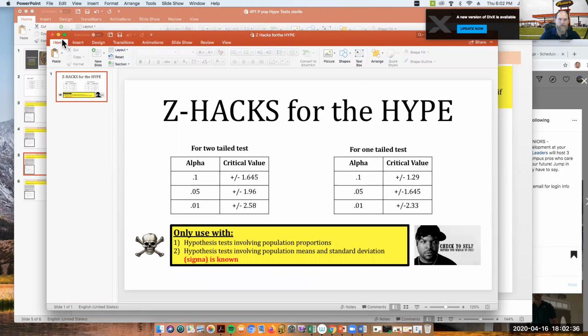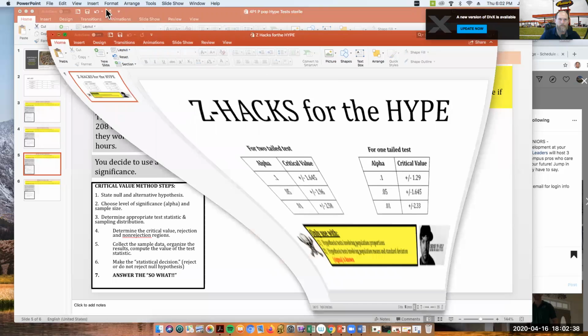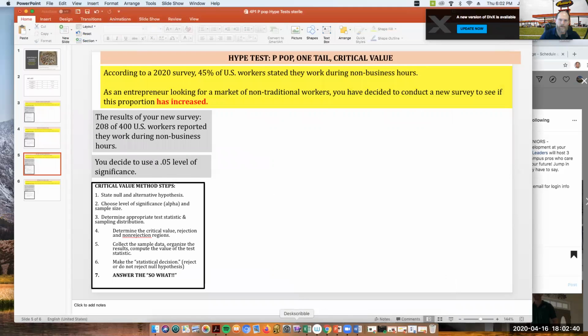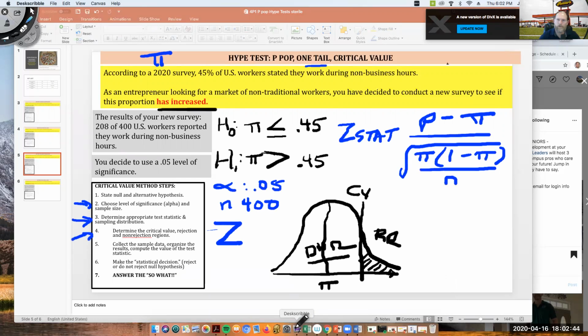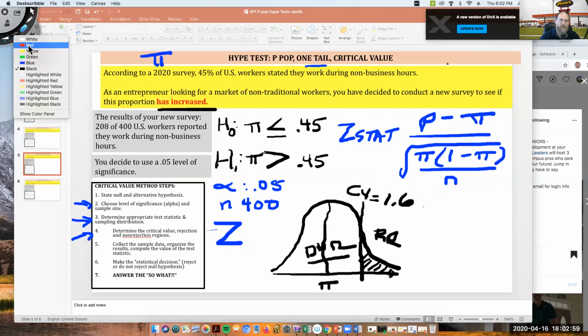I'm going to get out of here. Come back over here. Fire this back up. And that right there is 1.65. I think 1.645 is what I had on the sheet. Sorry about that. I'm trying to get ahead of Pearson being Pearson. So 1.645. Okay, super.